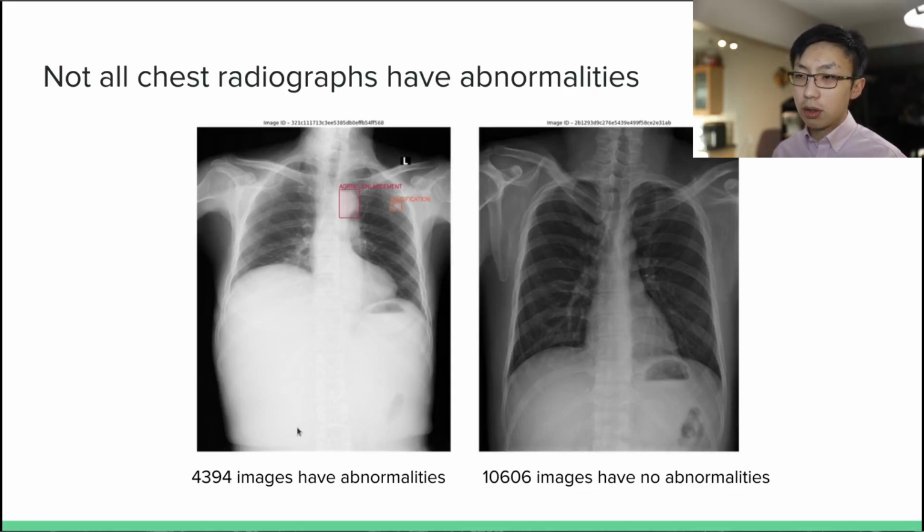VinDr-CXR has a few core problems for us to solve. Firstly, we have 14 abnormal disease classes and 1 normal class. The normal class is global, meaning it spans the entire image and is exclusive with all abnormal classes. And of course, we want to minimize false positives.